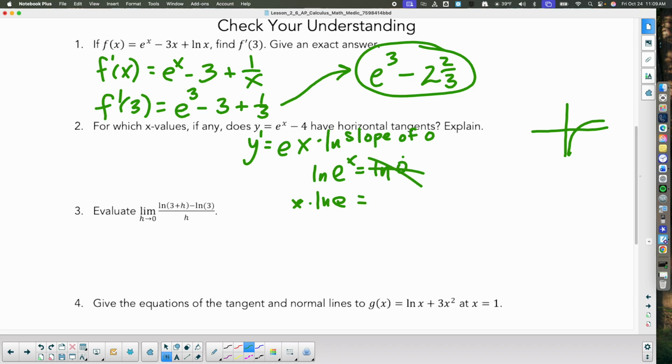ln of zero is not a thing. So normally you would just take that answer divided by ln of e, which is 1. This doesn't have an answer. So that's why this question is phrased, for which x values does it have horizontal tangents? And we would say nowhere. So there are none, no x values have a slope of 0.